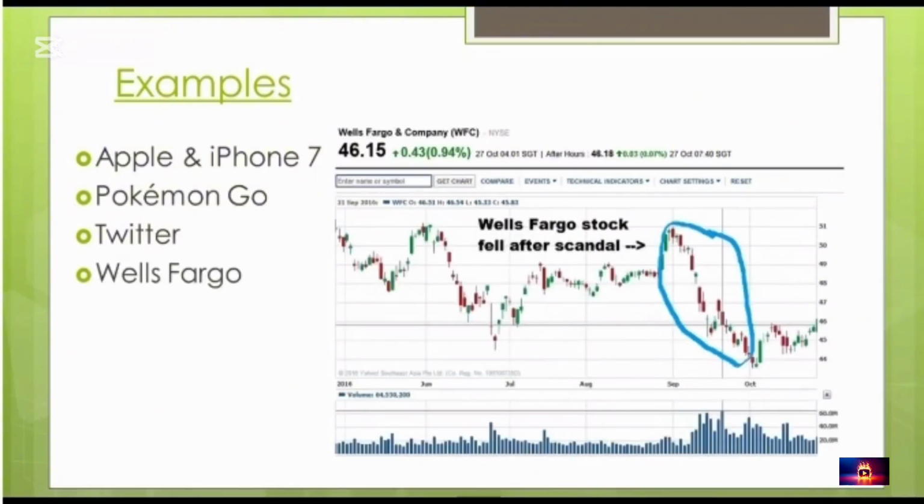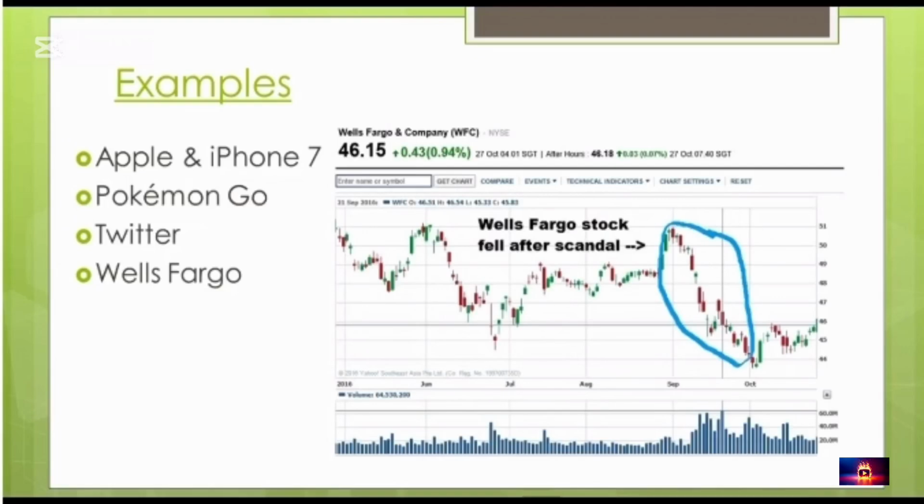So for the next example, we are going to move on to Wells Fargo. This is an example of a company that was affected by unexpected negative news. Wells Fargo was hit by a scandal where their employees were caught creating false bank accounts for their customers just to hit their sales target. So after this was revealed to the public, investors took note of this news and their stock price was sent falling down.